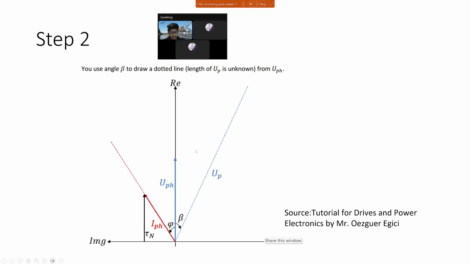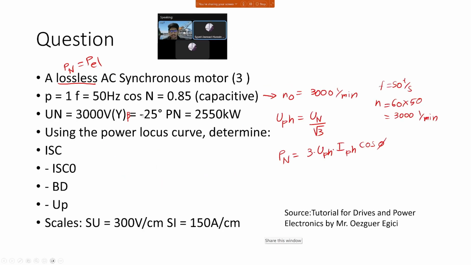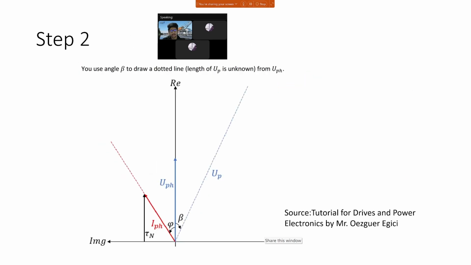And notice they said minus 25 degrees. In maths, angles that are anti-clockwise are positive. Yeah, and clockwise are negative. Exactly. So that's why it's to the right of U phase. But what we do know is it's going to be along this direction, but we don't know the actual length of it because we don't know how much UP itself is. We will find this in the next step.